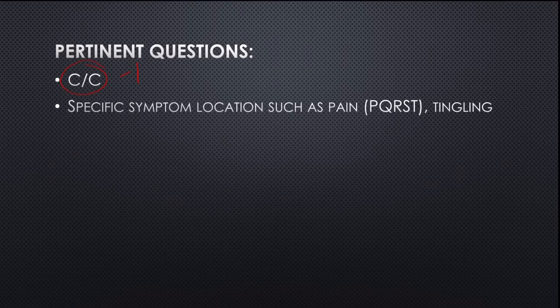Next, specific symptom locations such as pain and tingling. And if it's pain, again, we always use the PQRST method. P, again, just a recall. P is simply provocative, as well as palliative. When does the pain disappear? What position provokes the pain? What position alleviates the pain? So that's for P.